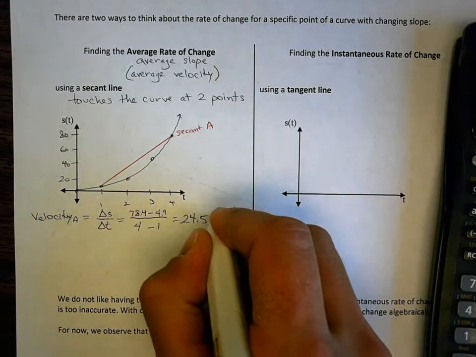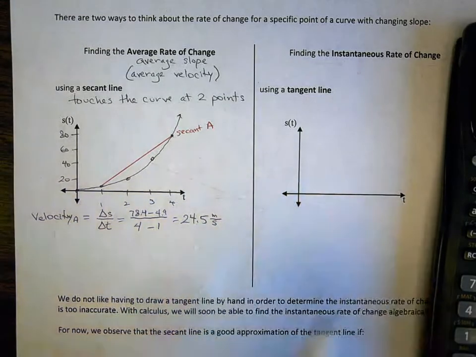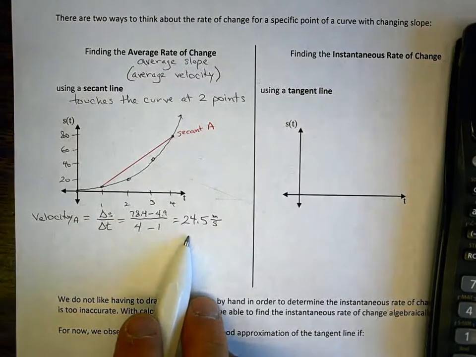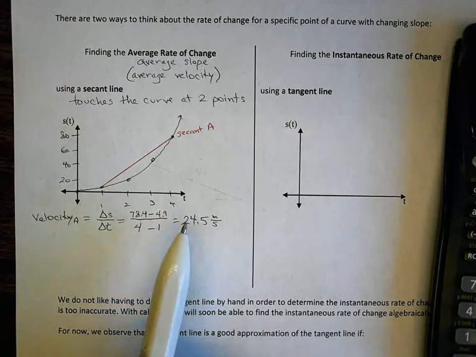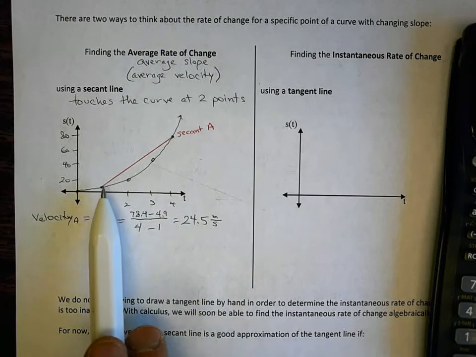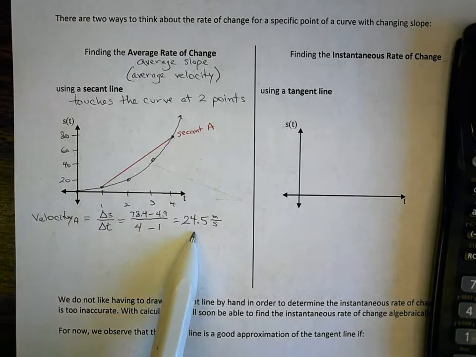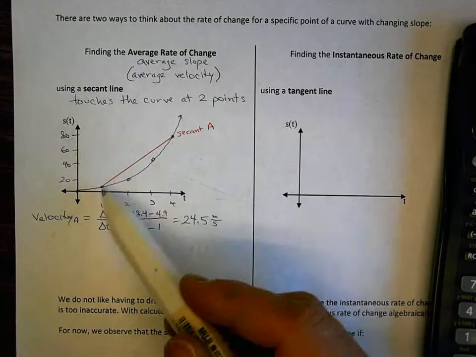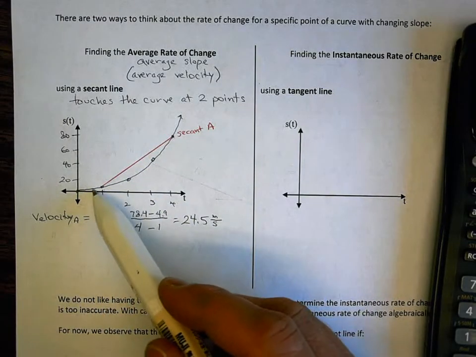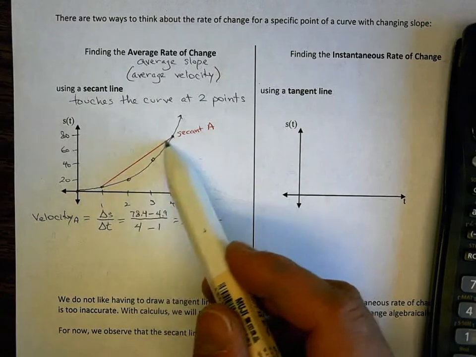Distance was in meters, divided by time was in seconds. So my slope, or my velocity in this case, my best guess at time equals 1 is 24.5. Now that's not bad, but I can tell that this slope is not the same as the actual slope. It's a bit steeper.